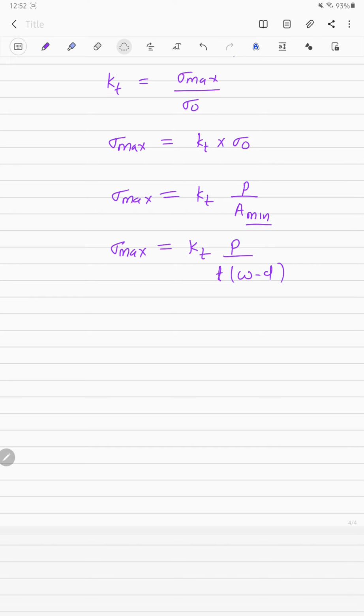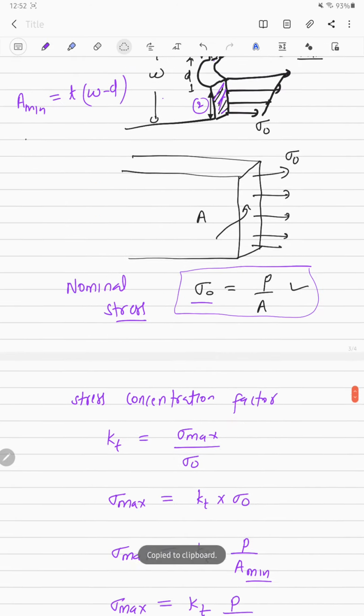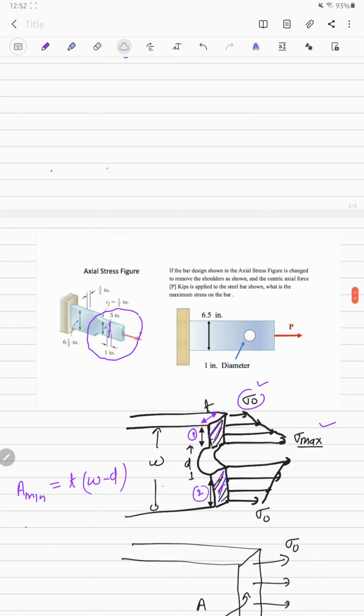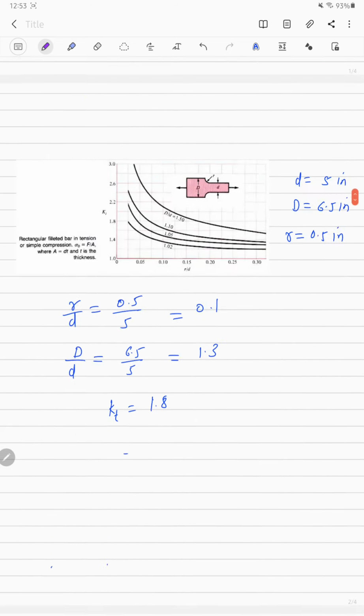Now we will proceed to the problem, and we can see how we can find KT. In the problem we have to find the maximum stress in the bar. There are two points of discontinuity, one is the hole and the other is the sudden cross section change. So either maximum stress will be at the hole or at the shoulder. We will find maximum stress at both points, and whichever is maximum will be our answer. For that we have to find KT at both points.